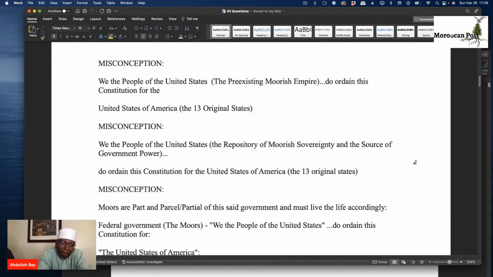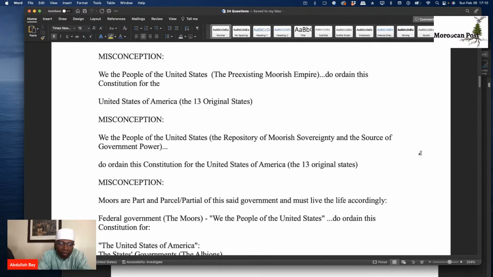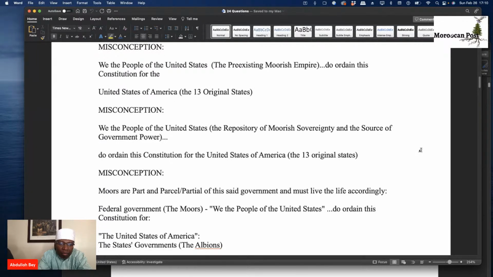Misconception: We the people of the United States, in parenthesis, the pre-existing Moorish Empire, do ordain this Constitution for the United States of America, in parenthesis, the 13 original states. Misconception: We the people of the United States is the repository of the Moorish sovereignty and the source of government power. Misconception: Moors are part and parcel, or part and partial, of this said government and must live the life accordingly.